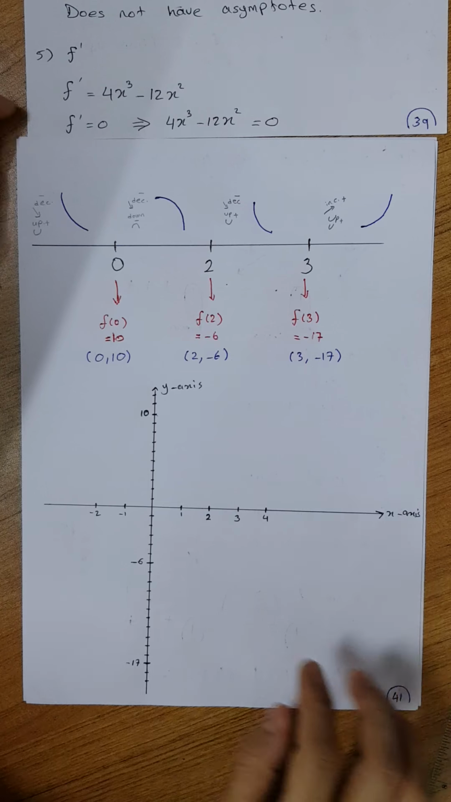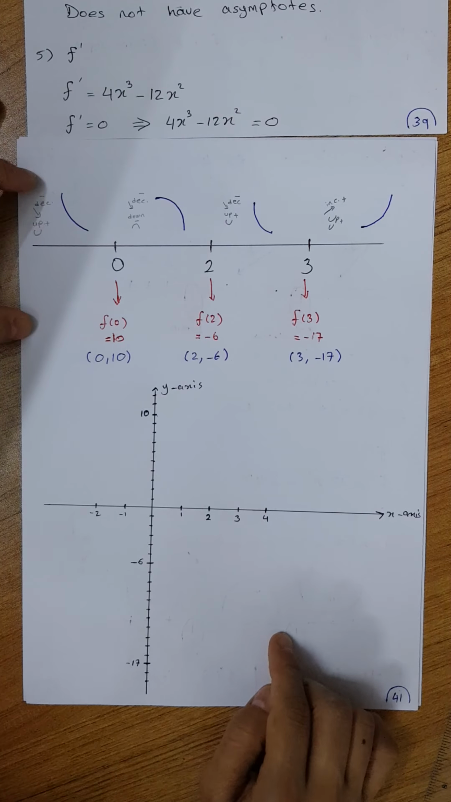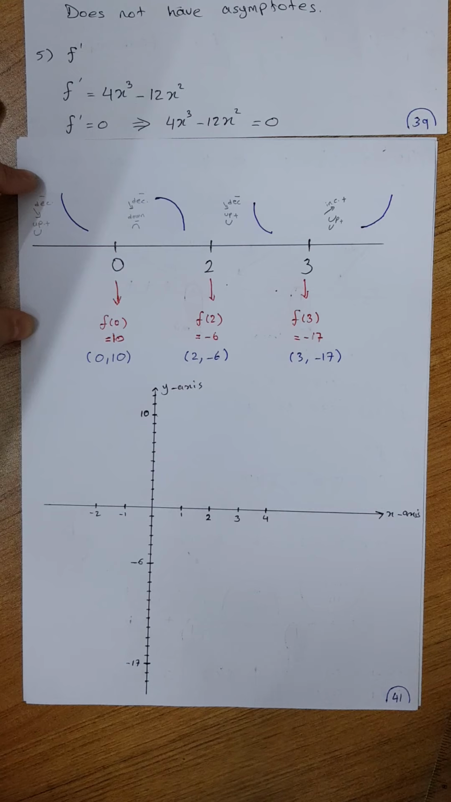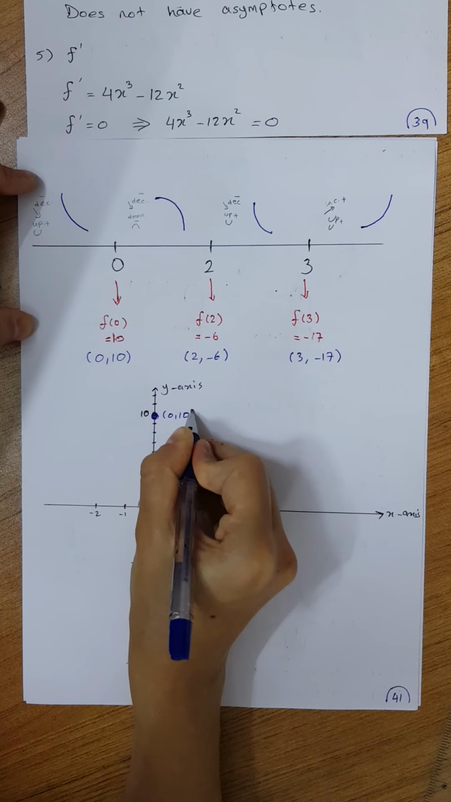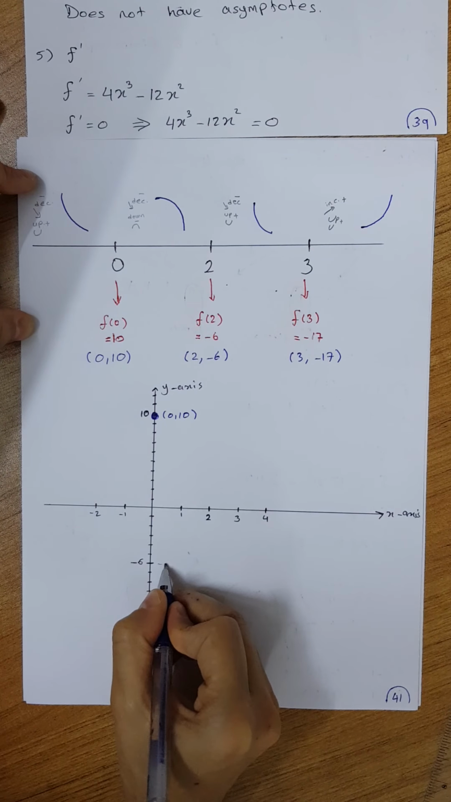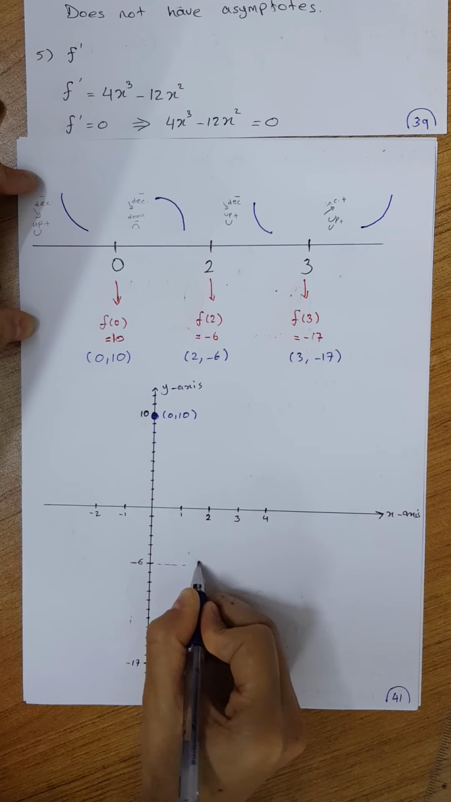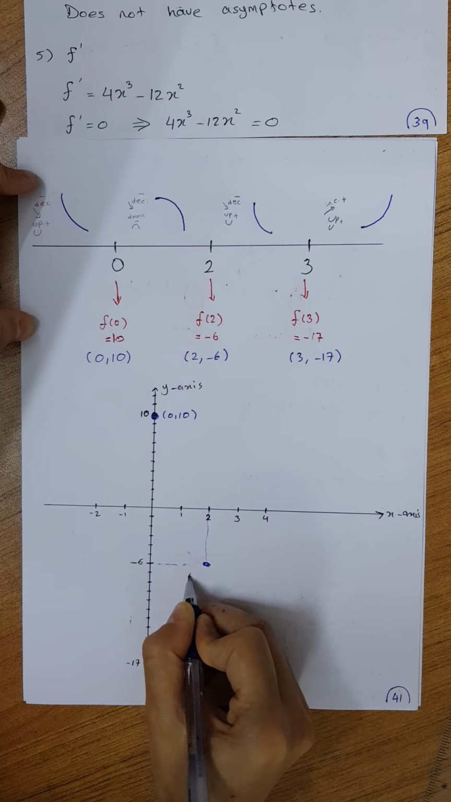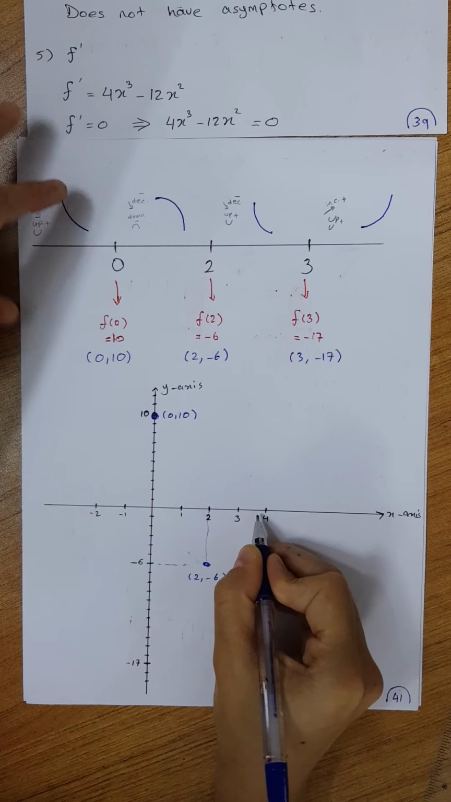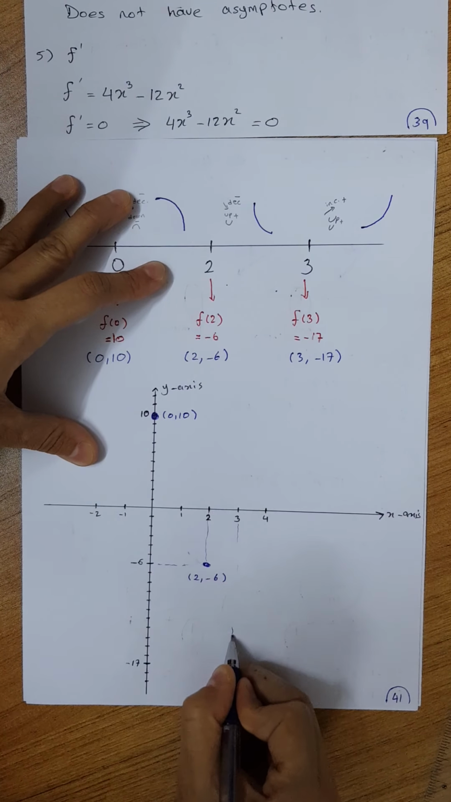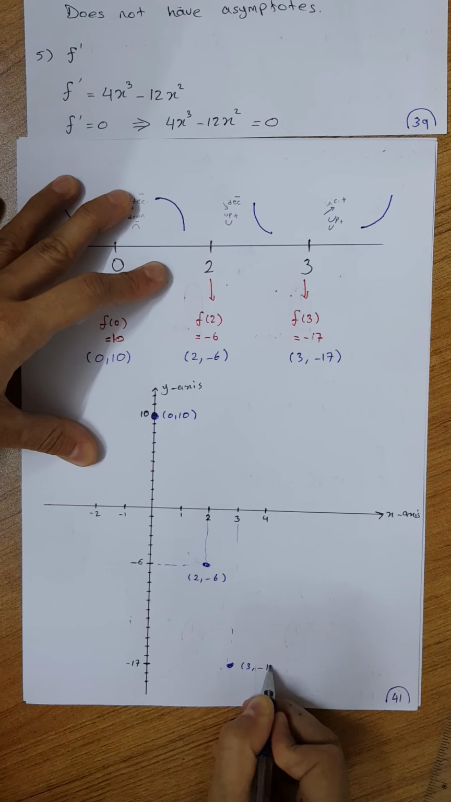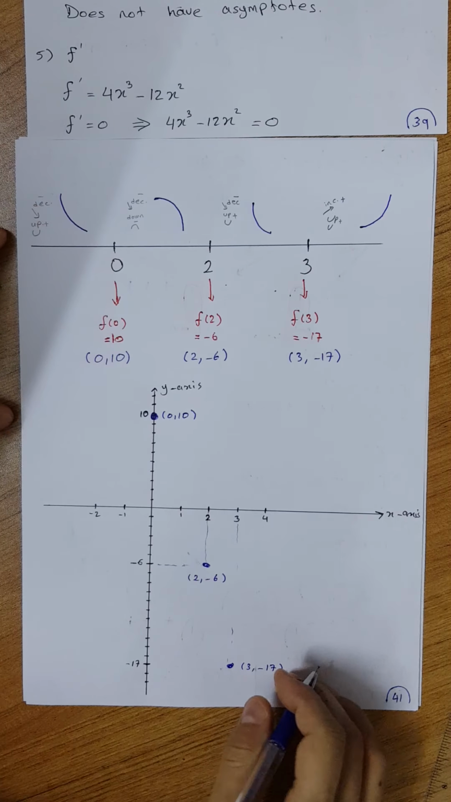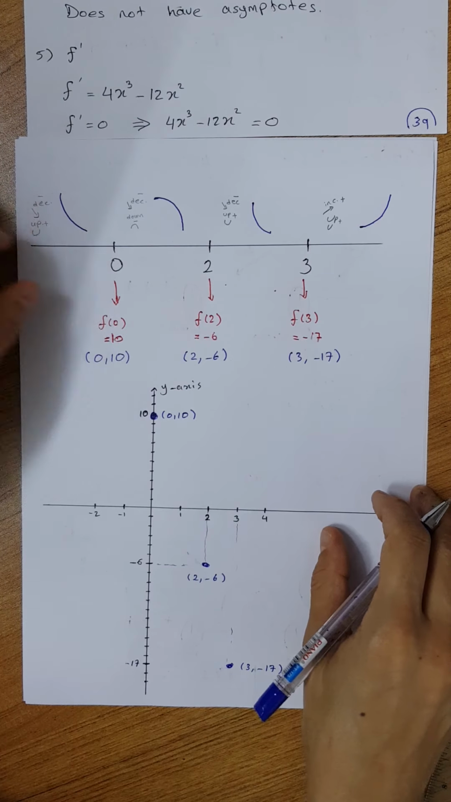Okay, now if you look, this is the Cartesian coordinate that we have got. We also have got the points. Okay, what are the points that we have got? It is 0 and 10. Okay, it is 2 and minus 6. The point is here. That is 2 and minus 6. And the other point is 3 and minus 17. These are the points. Okay, now let's sketch the graph of it depending on this one.